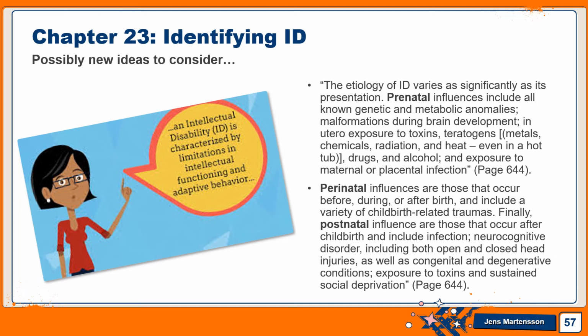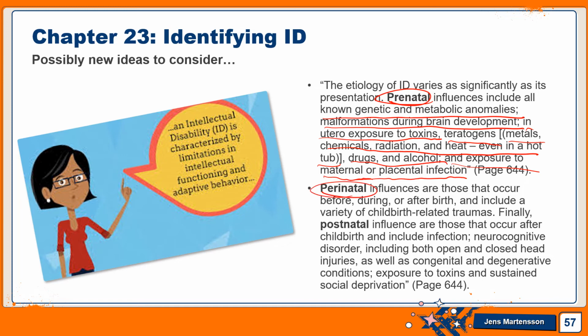Other things to consider: what causes ID? A lot of people ask me, where does ID come from? ID comes from prenatal influences, which is the genetic stuff, malformations of the brain, in utero exposure to toxins, teratogens like metals, chemicals, radiation, and even heat, like if you take too hot of a bath, drugs or alcohol, exposure to maternal or placental infections.